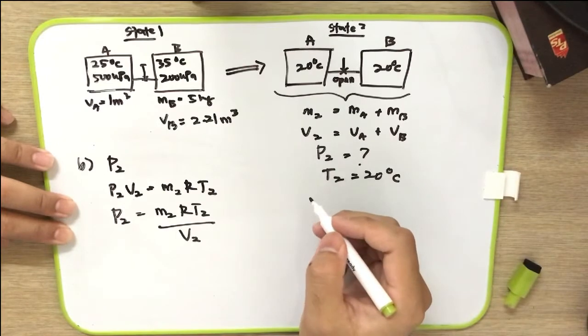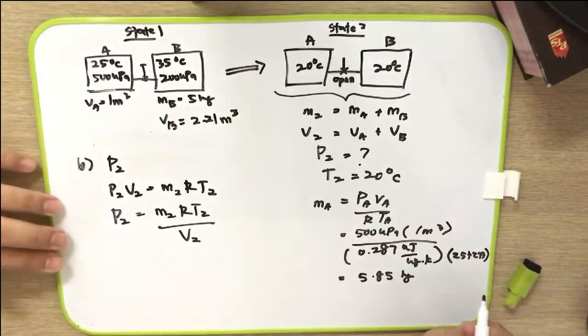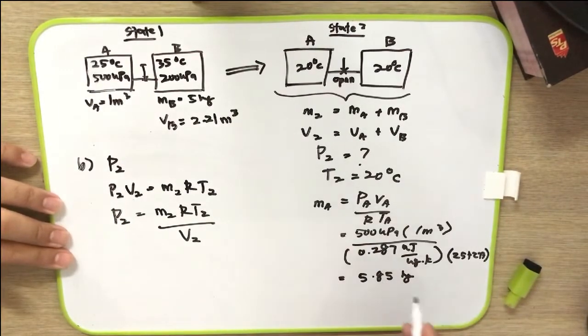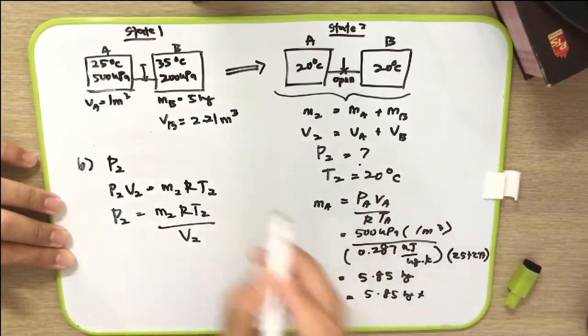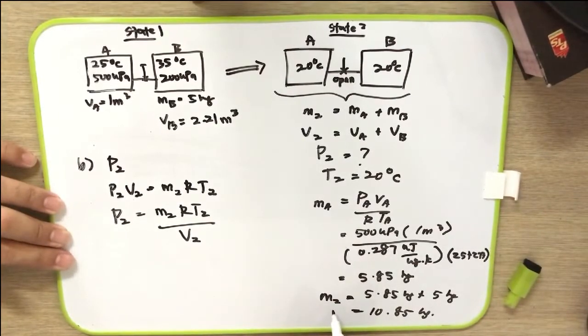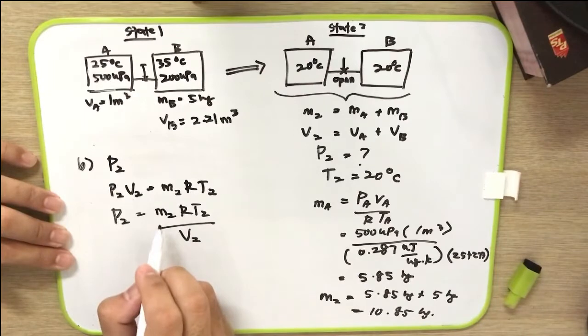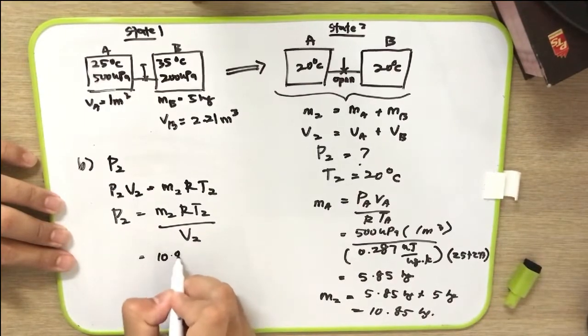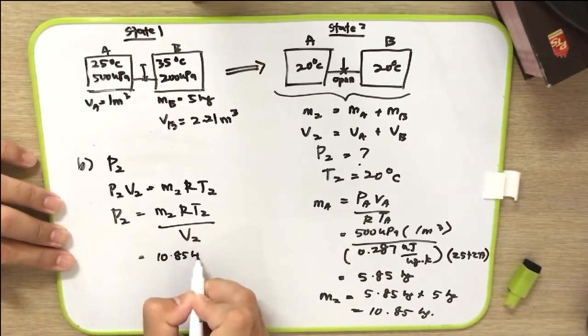Same, we can use the ideal gas equation. We have found MA, which is 5.85 kg. So in order to find M2, we just add MA, which is 5.85 kg, with MB, which is 5 kg. So we will get 10.85 kg. So this is M2, and we substitute 10.85 kg here.